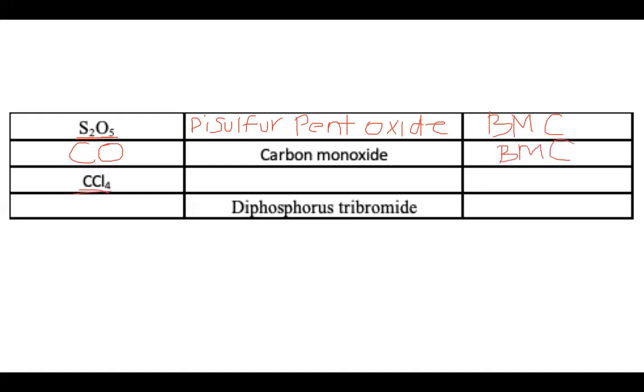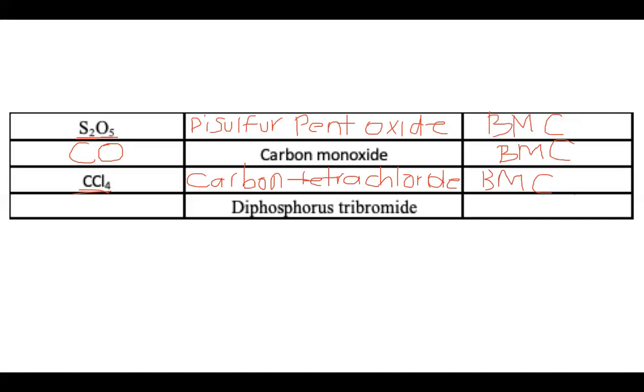CCl4 is the one that we just saw in the example. So this is carbon, okay? We do not say monocarbon. Mono is not written when it is on the first element. It's only going to be written on the second non-metal, okay? So this will be carbon tetrachloride. This is also a BMC, okay? The last one, phosphorus tribromide, okay?